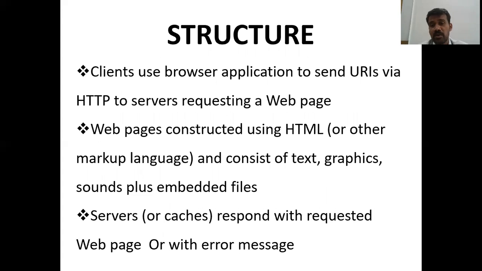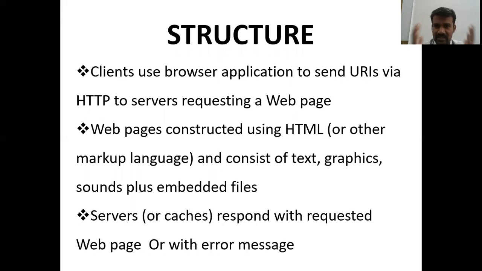The client uses browser applications to send a universal resource request via HTTP to the server, requesting a web page. Suppose I say www.google.com, the way we write it is a URL, uniform resource locator. So it's sent via an HTTP request. In the upcoming session, we'll talk about URI, URL, and HTTP.